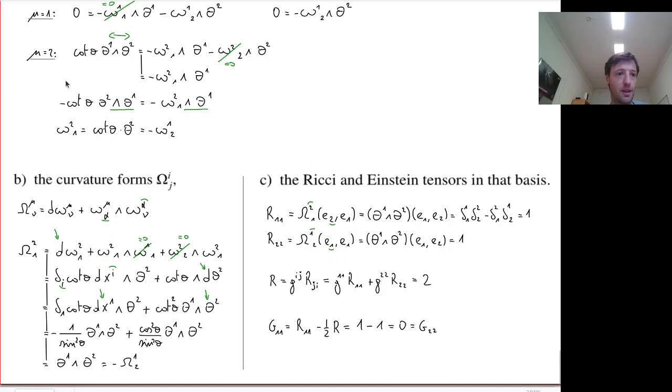Let's clean up. Last step. Here we have the coefficient, the only non-zero coefficient of our curvature form. We now can compute the Ricci tensor components. So here we go. We have only 2, 1, and therefore the only Ricci components that we can possibly have are the 1, 1 and the 2, 2.